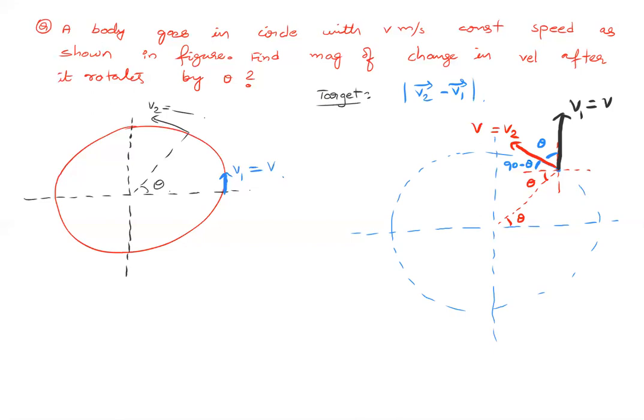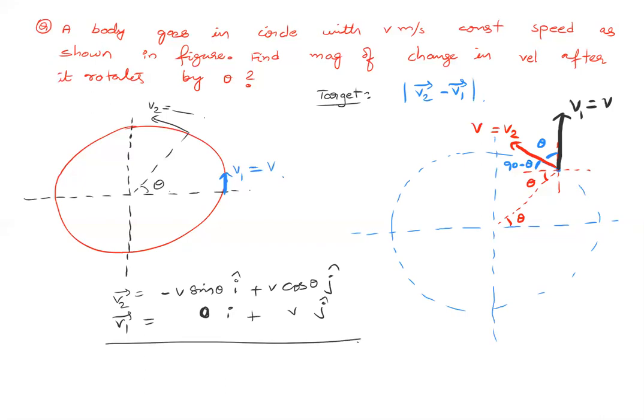Now if you write the vector in terms of i cap and j cap, your v2 bar is minus v sin theta i cap plus v cos theta j cap. Your v1 bar is just simply 0 i cap plus v j cap because it is along the y axis.